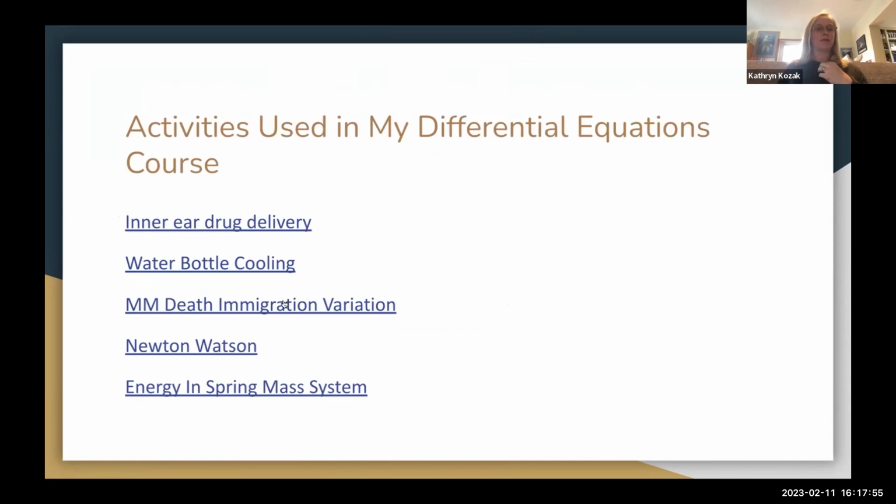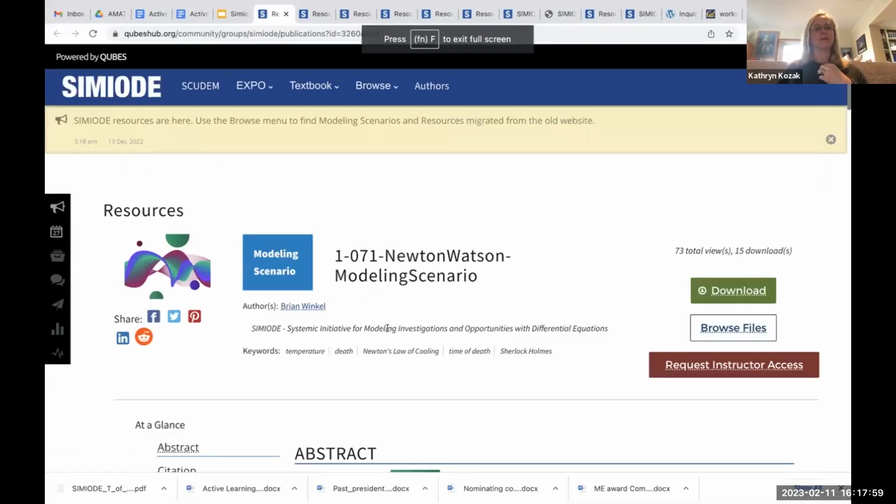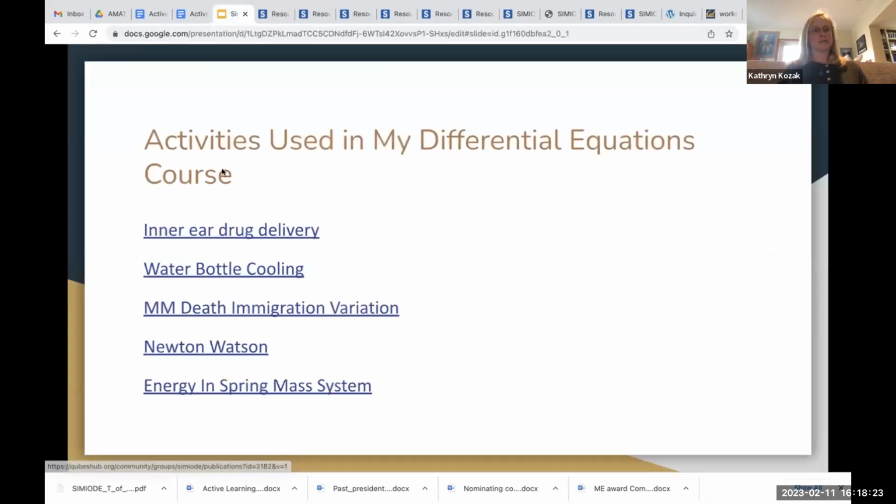And then I gave them this modeling problem of the Newton-Watson modeling. This is one where Watson and Sherlock Holmes come upon a body and they're trying to find out how long the body has been dead. So that's some of the other things I work with, and I use this one as part of a question on my test. And I believe that really worked nicely for my students.